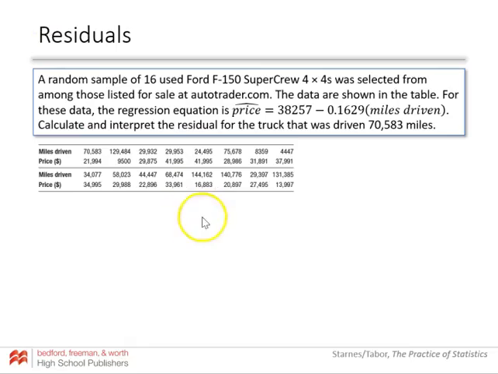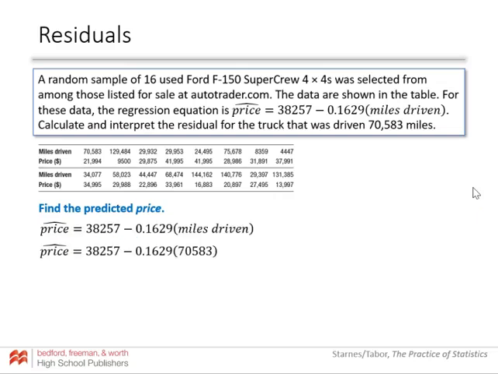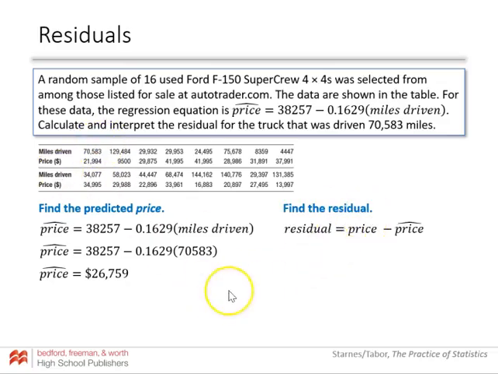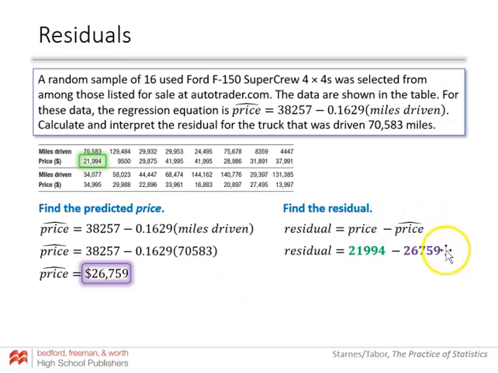All right, so we go back to our truck. Let's say that we have a truck that was driven 70,583 miles, and we want to know what the residual is for that truck. First thing we need to do is find the predicted price. So we're plugging that into our equation, and we get 26,759. Now, in our actual data, the price of that truck was 21,994. That came from this data point right here. So to find my residual, it's the actual price of 21,994 minus the predicted price. And so we get negative 4,765. That is the residual.